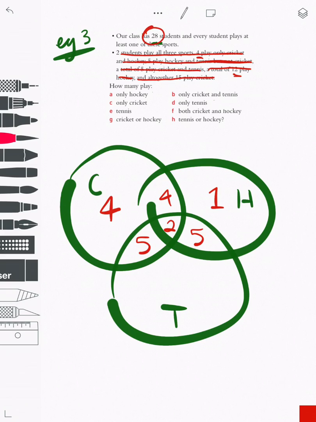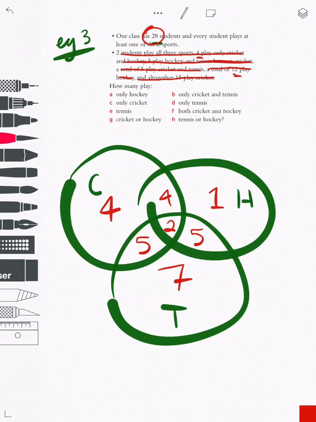But I can see in the original question that there are 28 students altogether. Let's see if I have all 28 there. I'm just going to add all the numbers up: 4 plus 4 plus 1 plus 5 plus 2 plus 5. And I get 21. I don't get 28. So I can see here that 7 must just play tennis.